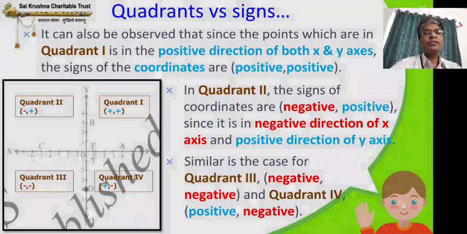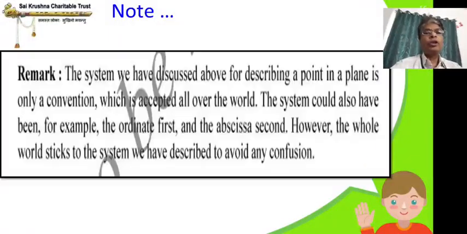So, we will go to the next page. One point to note: the system we have discussed above, meaning on the previous page, for describing a point in a plane is only a convention which is accepted all over the world. The system could also have been, for example, the ordinate first and the abscissa second, that is, instead of x comma y it could be y comma x also.